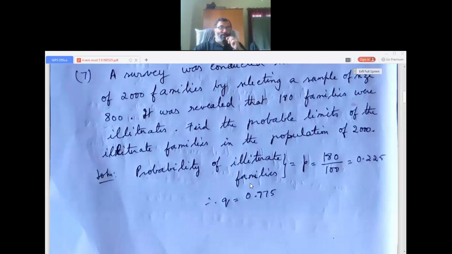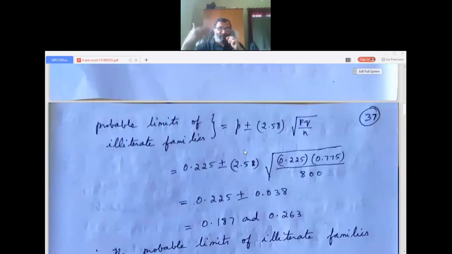Now, probable limits of illiterate families, the same question like the previous one. The formula is P plus or minus 2.58 into square root of PQ by N. So it is 0.225 plus or minus 2.58 square root of 0.225 into 0.775 divided by 800. When you calculate, you will get 0.225 plus or minus 0.038.